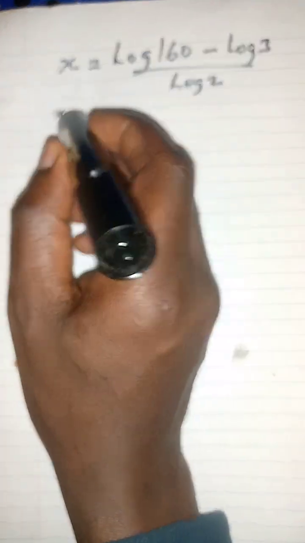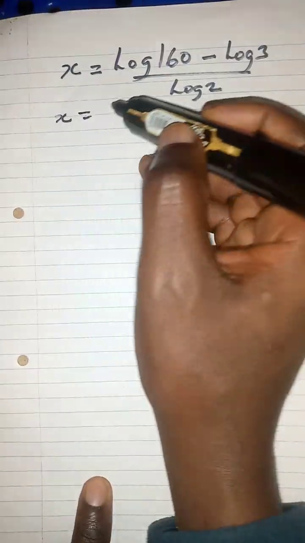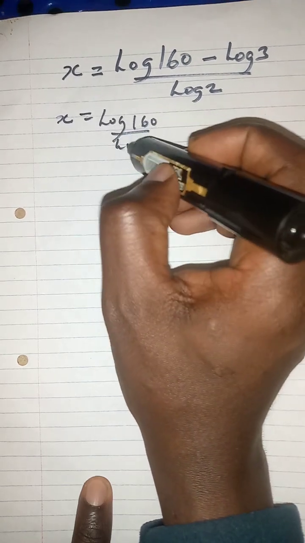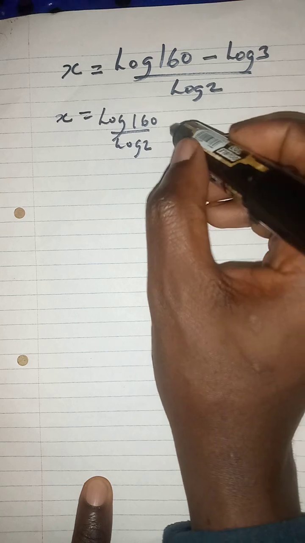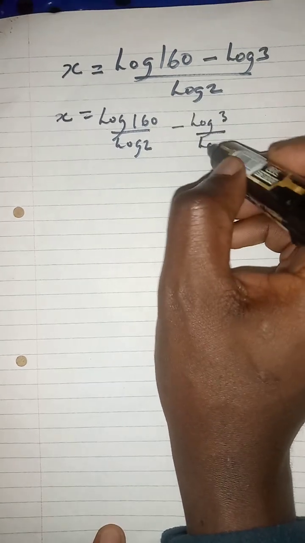Then I'm going to separate. Separating now, it becomes the log of 160 over the log of 2, minus log 3 divided by log 2.